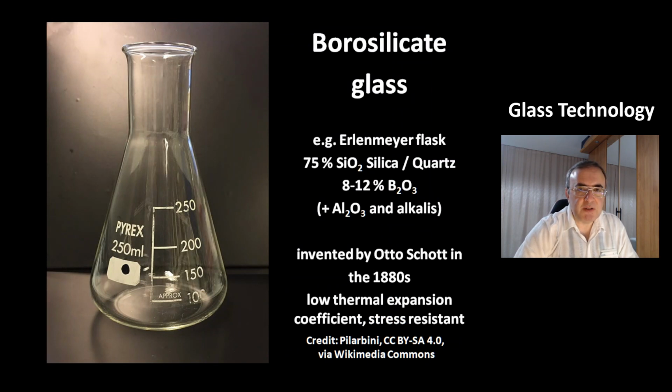That's a picture of borosilicate glass of an Erlenmeyer flask. It contains 75% silica and 8 to 12% boron oxide, and it can contain aluminum oxide and other alkalis. Borosilicate glass was invented by Otto Schott in the 1880s. It has a low thermal expansion coefficient and is stress resistant.